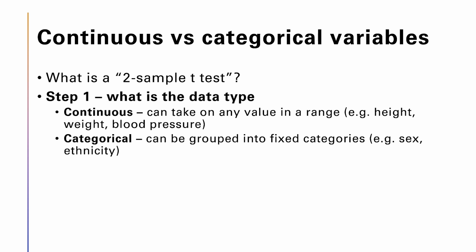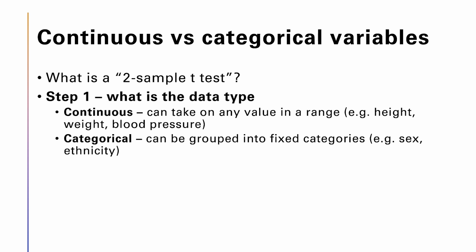Data can be categorized into two categories: continuous and categorical. Continuous data means data that can take on any value in a range. Things like height, weight, blood pressure, time measurement. On the other hand, categorical data means data that can be grouped into fixed categories. Things like sex, ethnicity, educational level. So rather than a reading, it's more like groups and categories. Okay?